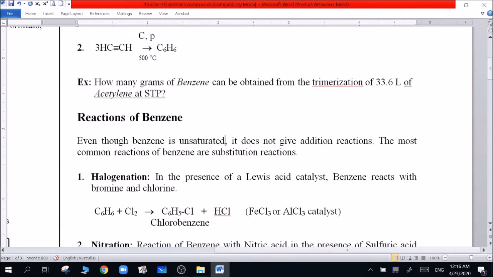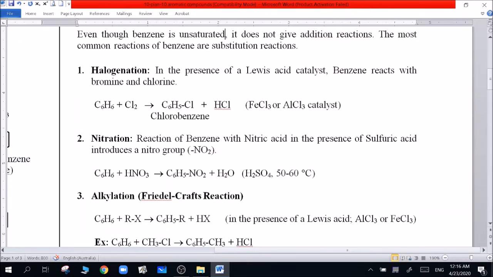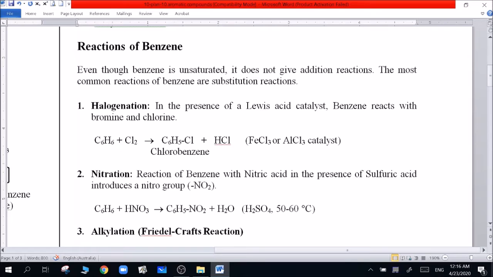Today we are going to learn about reactions of benzene. Even though benzene is unsaturated, it doesn't give addition reactions. The most common reactions of benzene are substitution reactions, under normal conditions, of course.